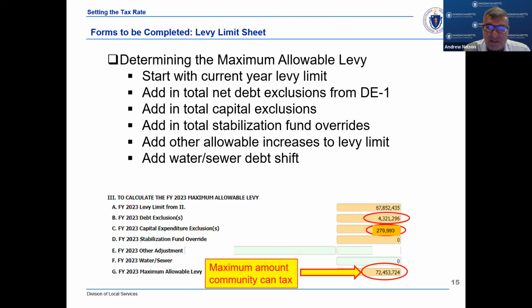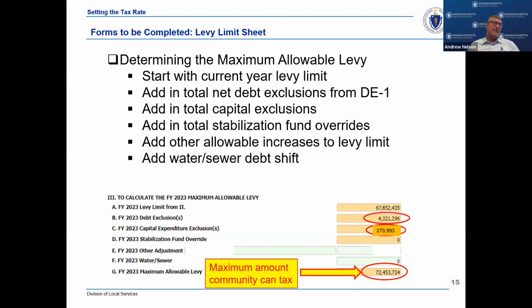These are temporary increases to the levy limit. So we've got a levy limit there that we just carried down from the previous section. We're now going to add in debt exclusions, any capital exclusions, any overrides, stabilization fund overrides, excuse me, here. A debt exclusion is similar to an override in the sense it needs to be approved at town meeting or city council. They're mostly in towns generally, and it also has to be approved by the voters at a ballot question. But a debt exclusion is a temporary increase to your levy.